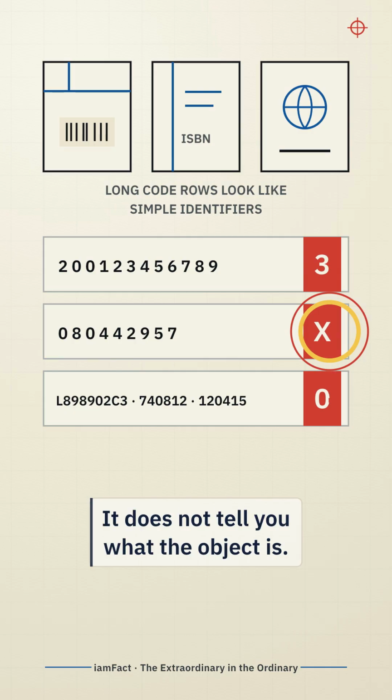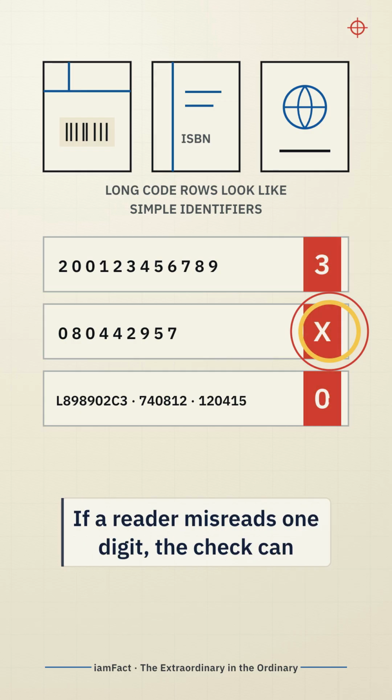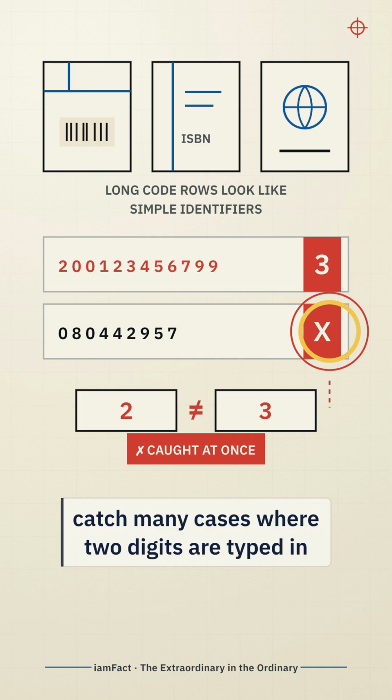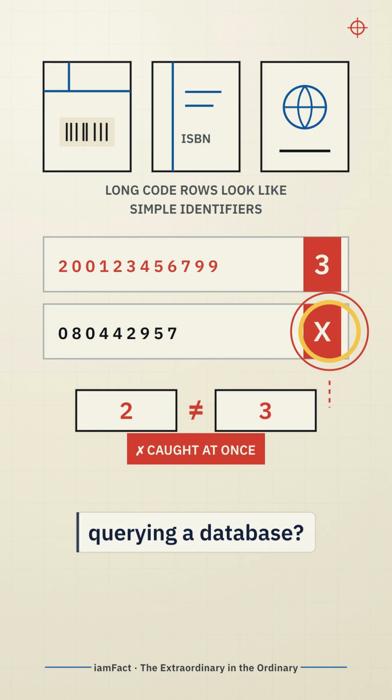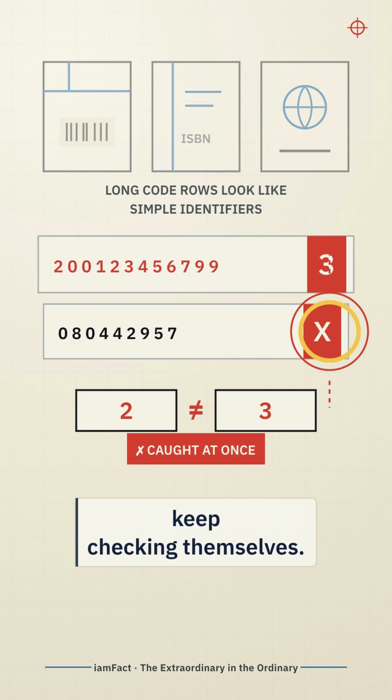It does not tell you what the object is. Instead, it checks the rest of the row. If a reader misreads one digit, the check can expose the mistake immediately. It can also catch many cases where two digits are typed in the wrong order. How can one character do that without querying a database? Today, we are taking apart the numbers that keep checking themselves.